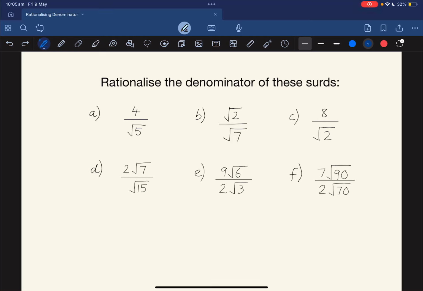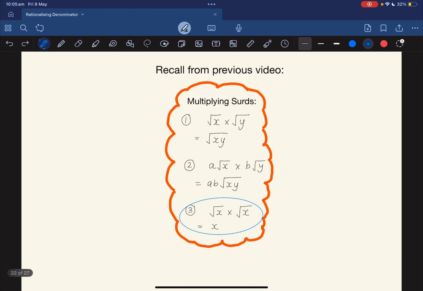Hello, in this video we're going to look at rationalizing the denominator of surds. So if you haven't already, go back and watch my videos on adding and subtracting and multiplying and dividing surds for this to make more sense.